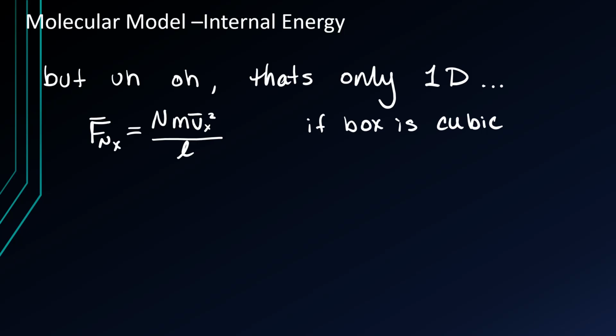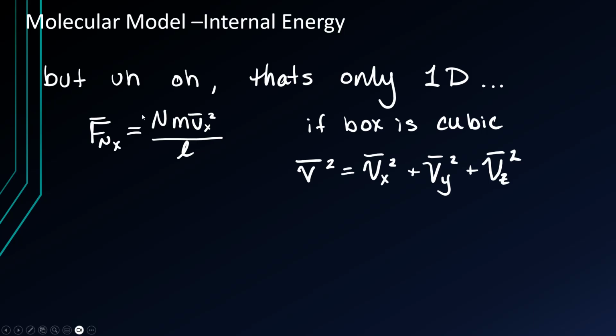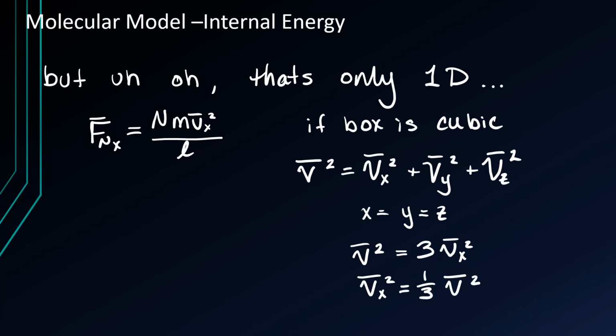Well, for simplicity, we assume that the box is cubic, so this means that the average velocity squared is equal to the x portion squared plus the y portion squared plus the z portion squared, right? This is just vectors. I'm turning it into a vector. So if this box is cubic, then x is equal to y is equal to z. So my velocity squared is just equal to 3 times the average velocity in the x direction squared, or I can replace this average velocity in the x direction squared with 1/3 velocity average squared. Great.